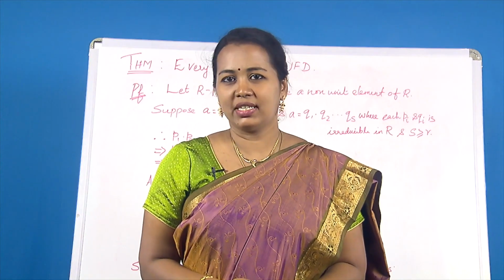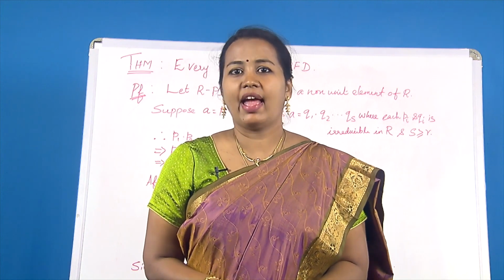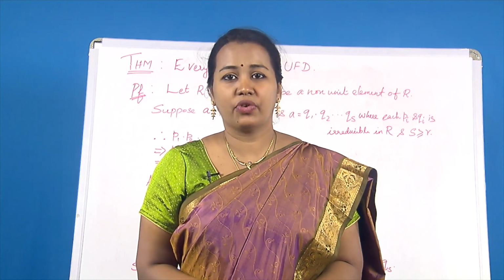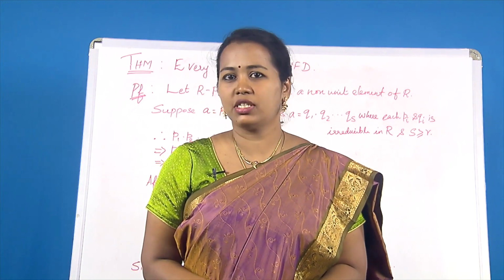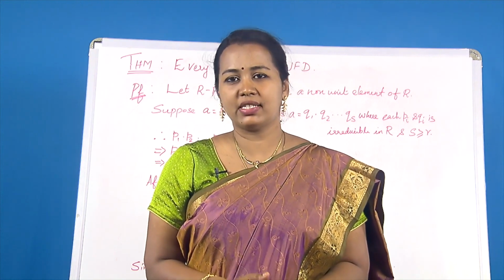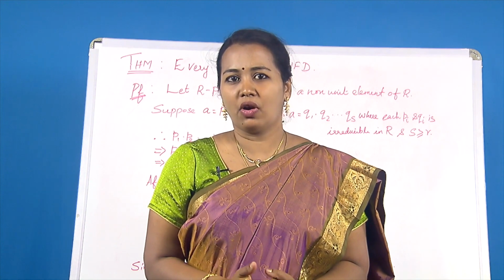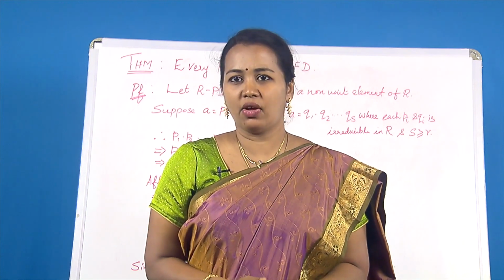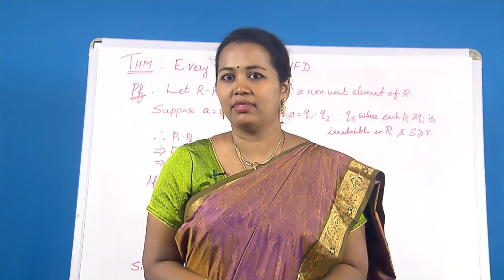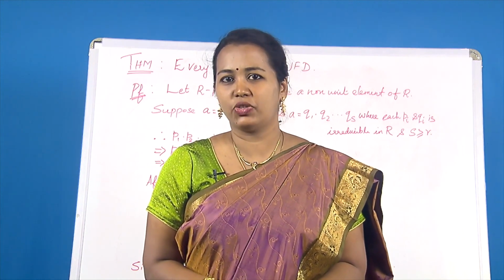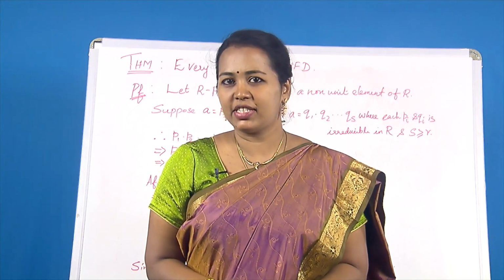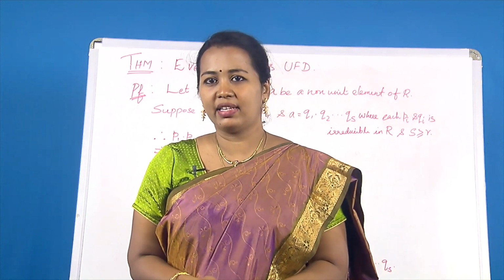The converse of this theorem is not true, that is, not every unique factorization domain is a principal ideal domain. For example, Z[x] is not a principal ideal domain, but we have only recently seen that Z[x] is a unique factorization domain, because the set of polynomials in Z[x] whose constant term is even is a non-principal ideal. Therefore, it is not a principal ideal domain, thereby proving our statement that not every UFD or unique factorization domain is a principal ideal domain.